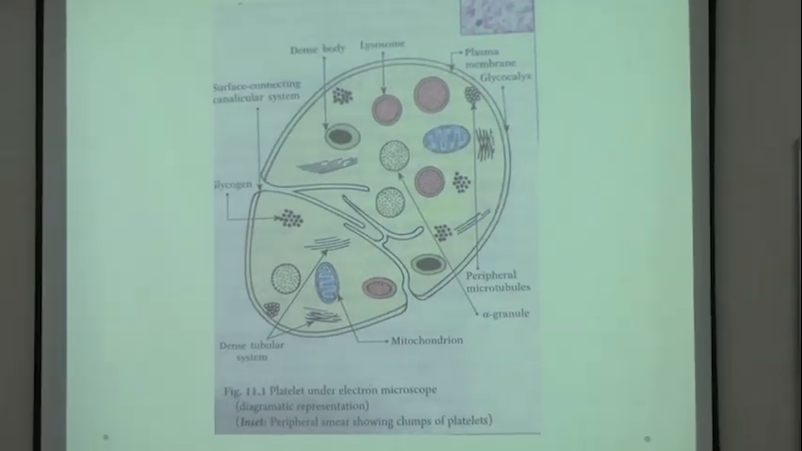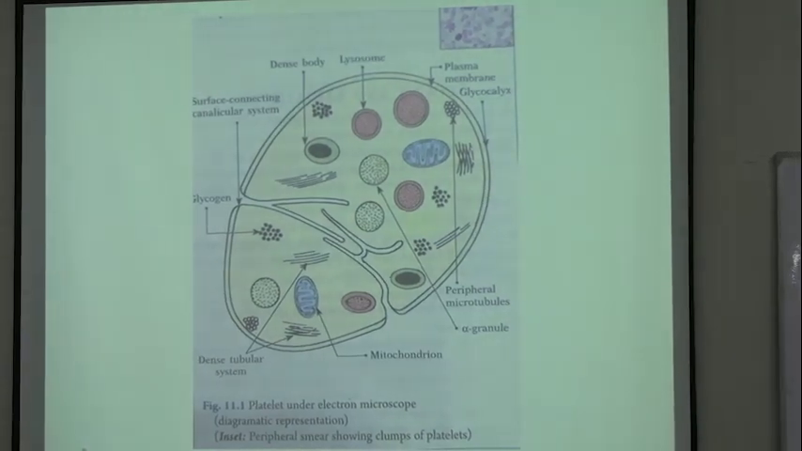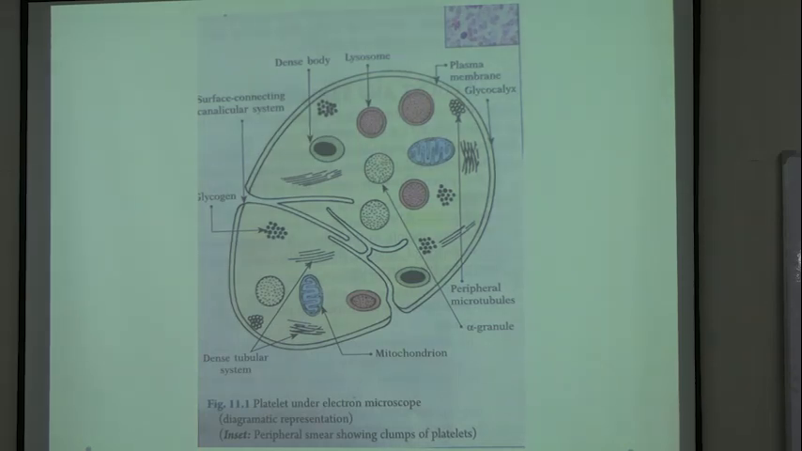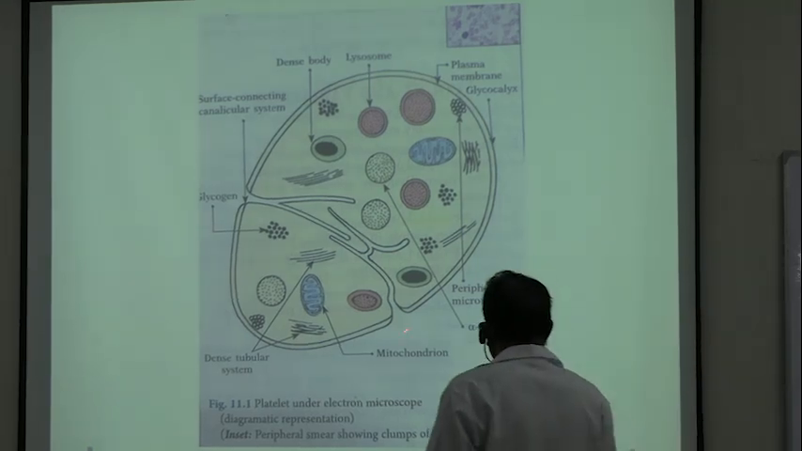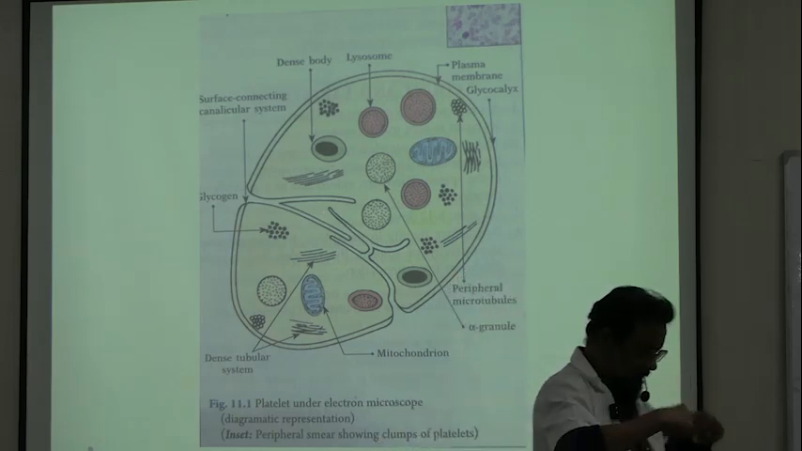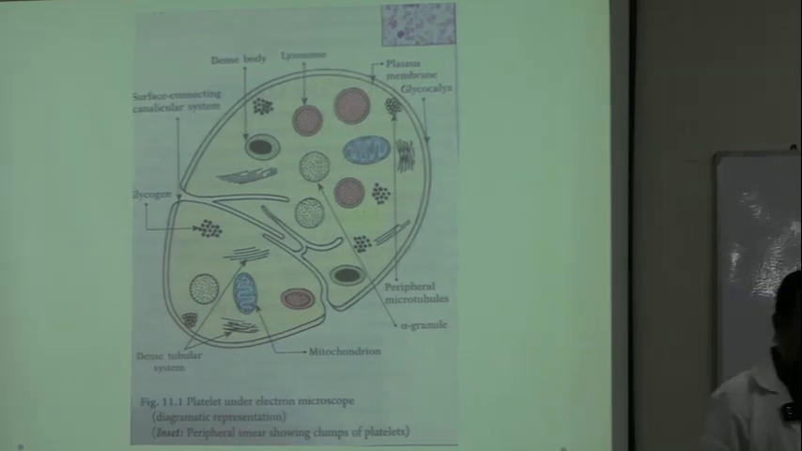This is the electron microscopic structure. And this is a schematic, diagrammatic, not the actual. This is drawn to visualize what the actual constituents are. So this is the cell membrane and these are the canaliculi. The cell membrane invaginates within the cell. These are called canaliculi. And within the cell, except nucleus, you will find other organelles.